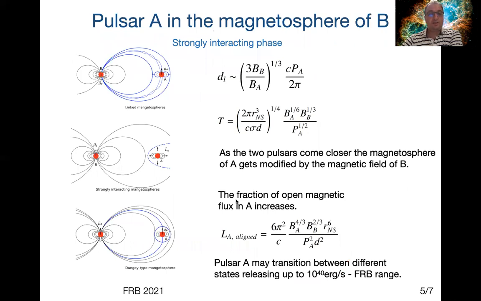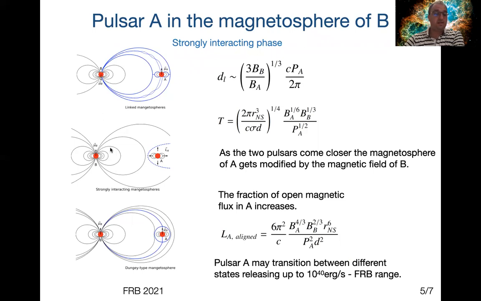Next, we consider how these solutions can be applicable to double neutron stars, where one member is a strongly magnetized neutron star and the other one is a millisecond pulsar. We find that it's possible to have the case of linked magnetospheres, where field lines from pulsar A are linked to the field lines of pulsar B.